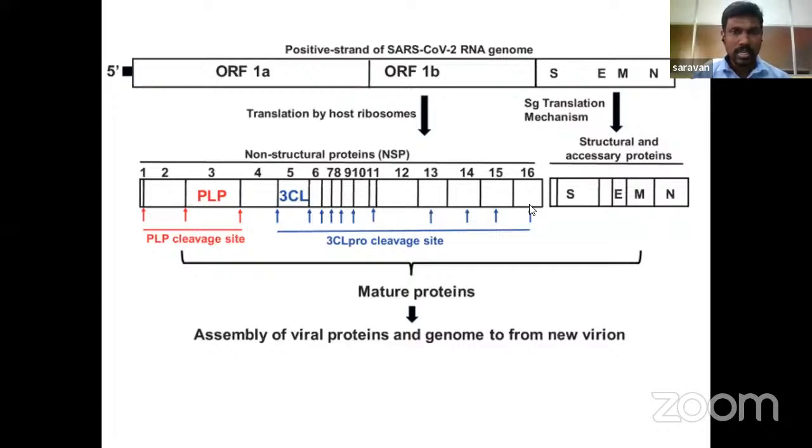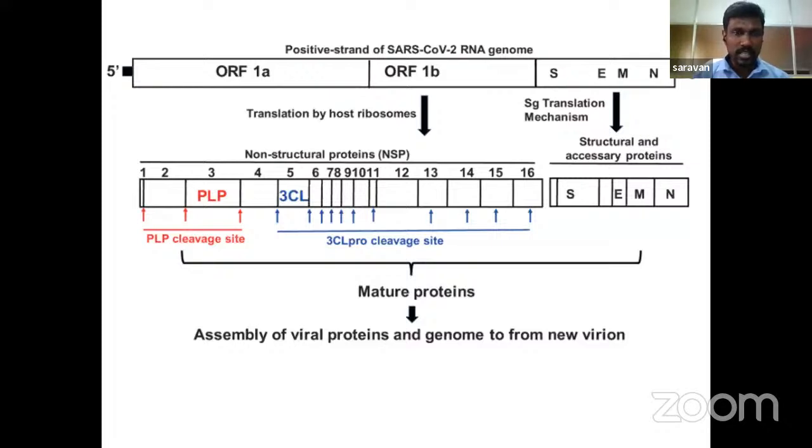So there are approximately 16 non-structural proteins that are synthesized from the first open reading frame of the viral genome. Initially, this is a non-functional protein. It needs to be cleaved into individual functional subunits so that the further multiplication process can take place. There are two main proteases, the papain-like protease and the 3-chymotrypsin-like protease, which cleave the 16 non-structural proteins into 16 functional compartments.